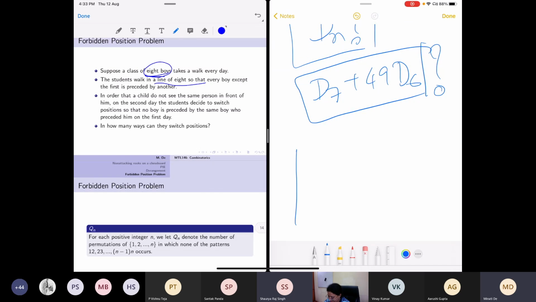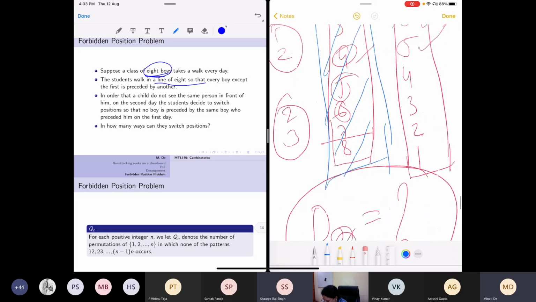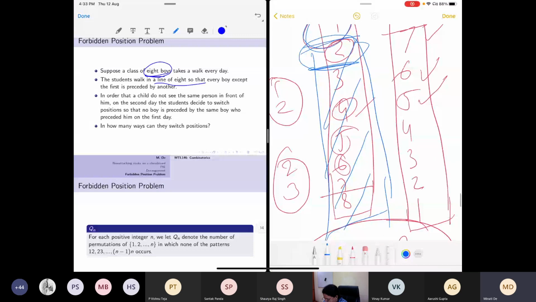First he has kept the leader fixed. Suppose the leader is 1, then the leader will remain 1 in the second part also. So in that case, it's D7 only. And the other guys are deranged, meaning they can jumble their positions. So why do you think that it will be one valid position?